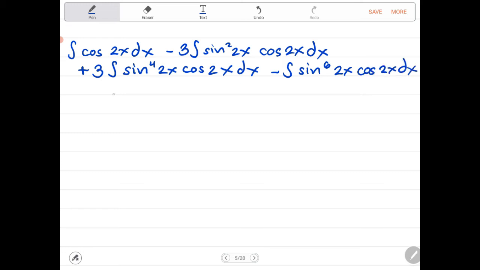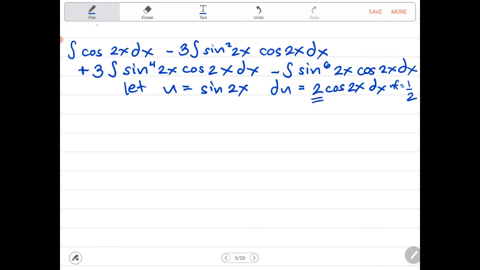So we can now integrate it by letting sine 2x as our u. So let u is equal to sine 2x. What is the derivative of sine 2x? Derivative of sine 2x is 2 cosine 2x dx. So we need to use neutralizing factor 1/2, because we have an excess of 2 here. So everything will be multiplied by 1/2 except the first.